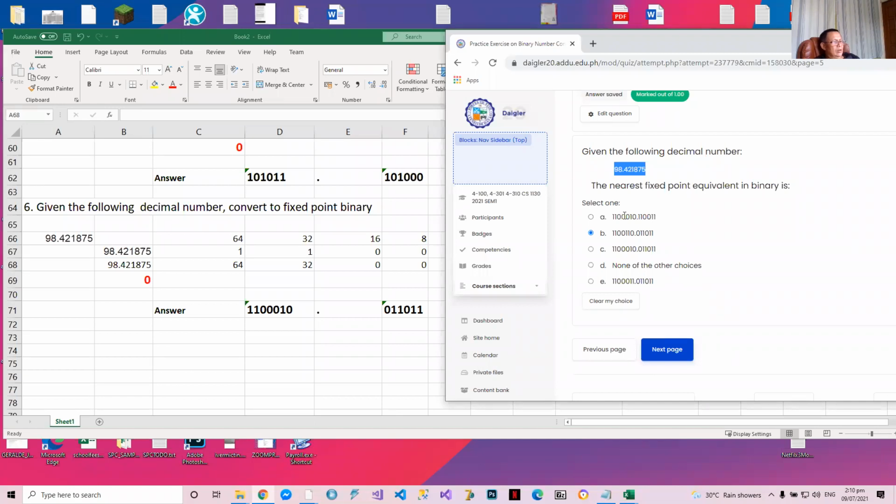11000 and 1011. This is not it. Okay. We should have 110010. This is it. Letter C. Exactly it. No? 11 followed by 3 zeros followed by 1 0 and 011011. Okay.